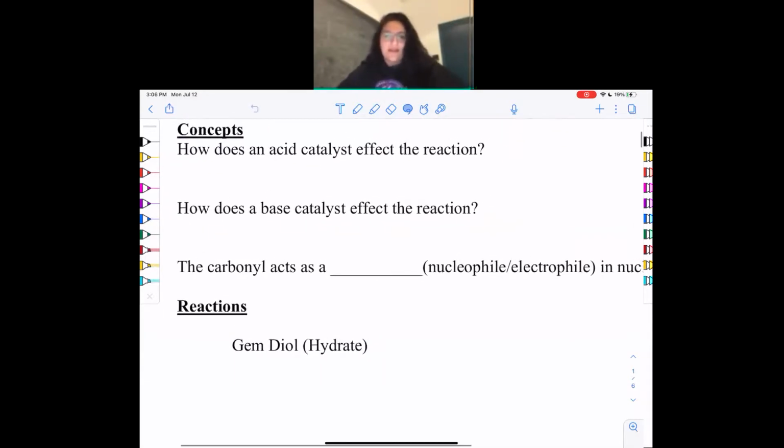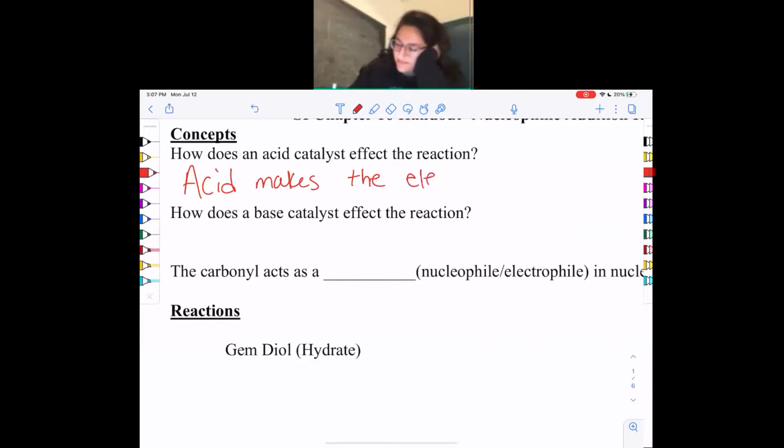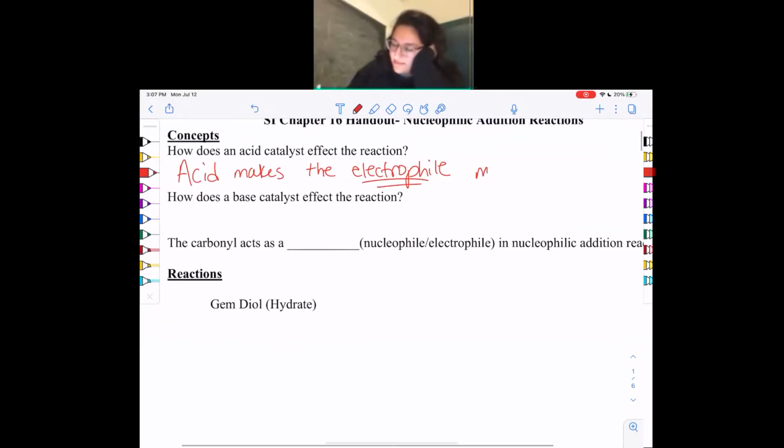So, does anyone have any idea how an acid catalyst affects a reaction? What does an acid catalyst do? It makes it go faster, true, but I'm looking for a slightly more specific answer. I'm not sure if Dr. West exactly covered that yet. Yes, you got it. Okay, so the acid makes the electrophile more electrophilic. Bam.